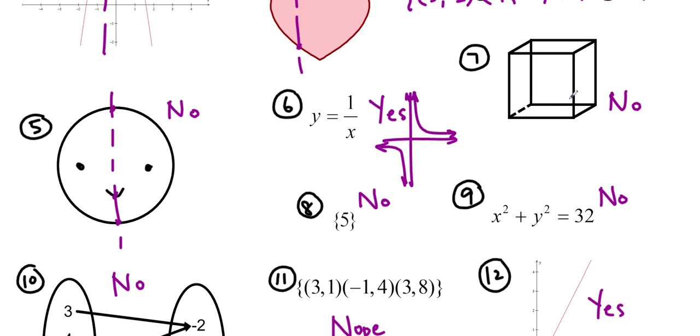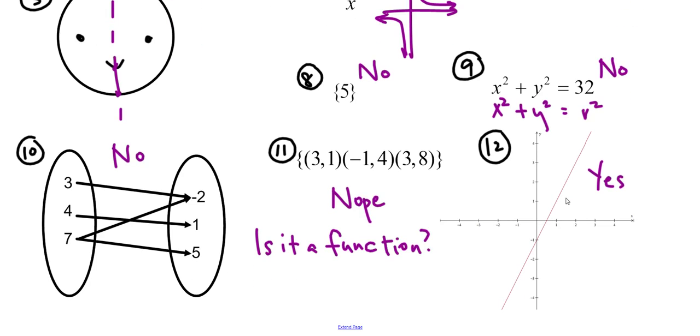Number 7 is a cube. It's actually in 3D. It's not a 2-variable relationship. It's a 3-variable relationship, so it's not even a relation, and therefore is not a function. 8 is one-dimensional, so it's not a function either, and not a relation. 9, x squared plus y squared equals 32. This is a little review of the circle, so x squared plus y squared equals r squared. A circle is not a function.